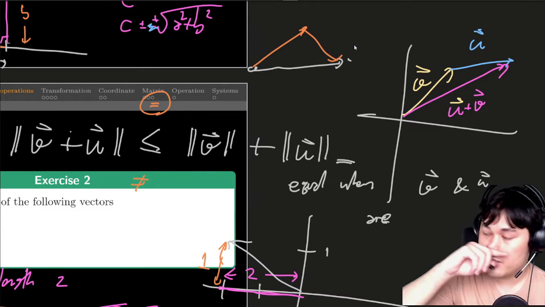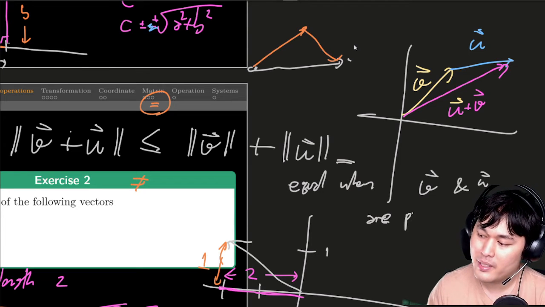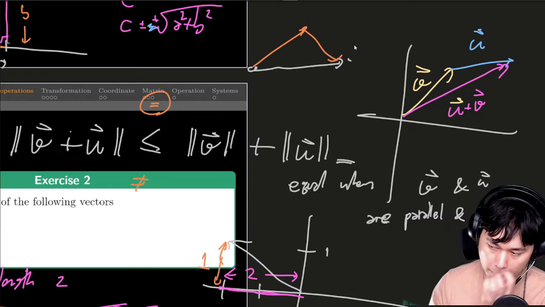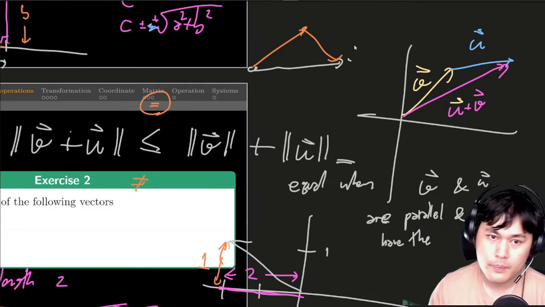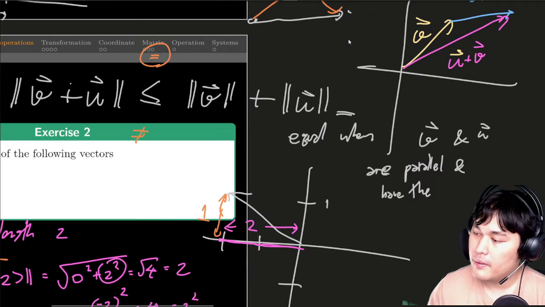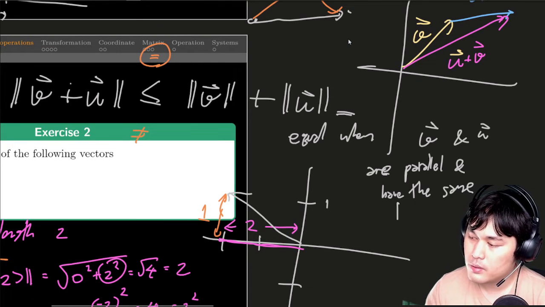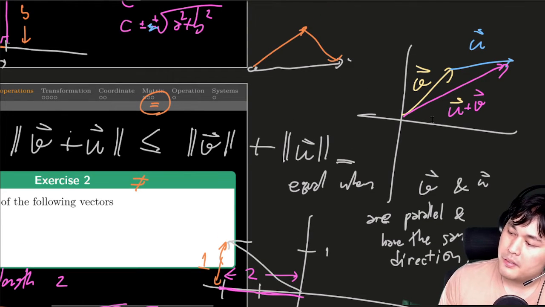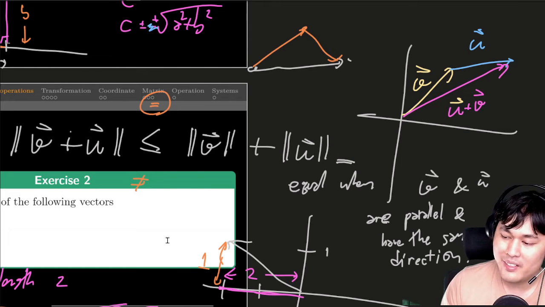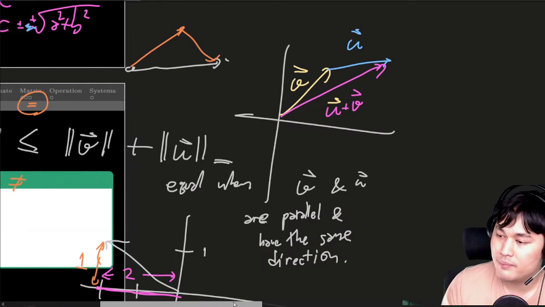Oh, there are actually two properties, right? They are parallel and have the same direction. Parallel and have the same direction. So why do we need two properties? Why is it not just one?